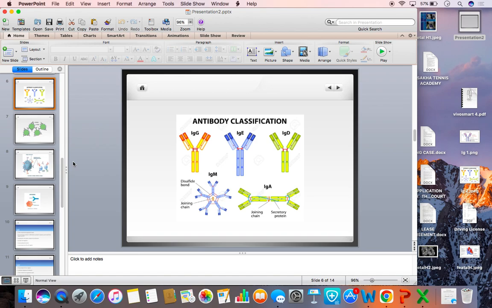Two molecules of immunoglobulin bind by the disulfide bonds. So you have immunoglobulin M, which is a pentamer bound by the disulfide bond. So this is how the antibodies are classified.